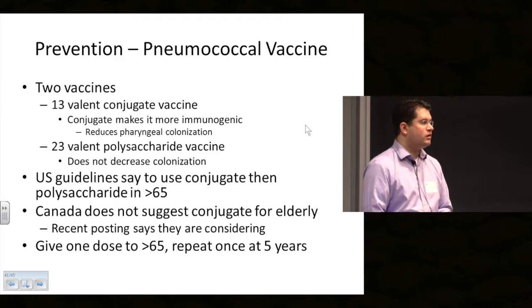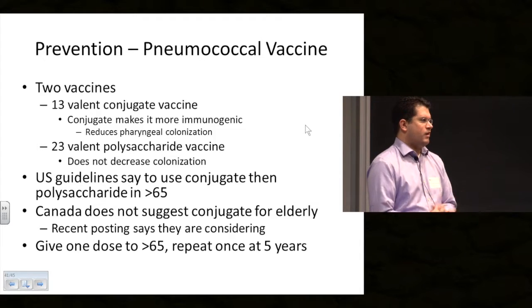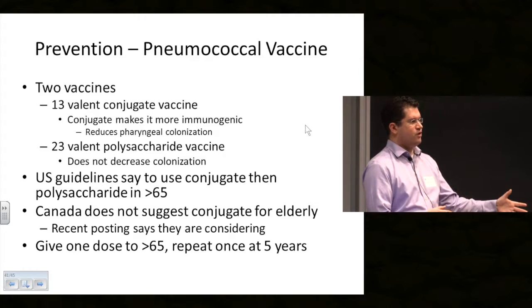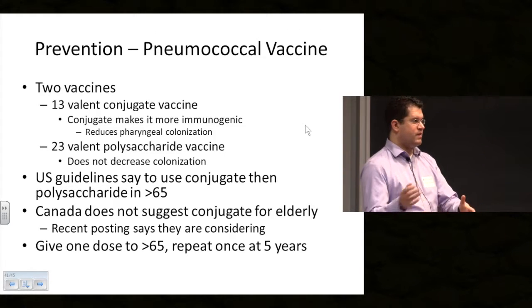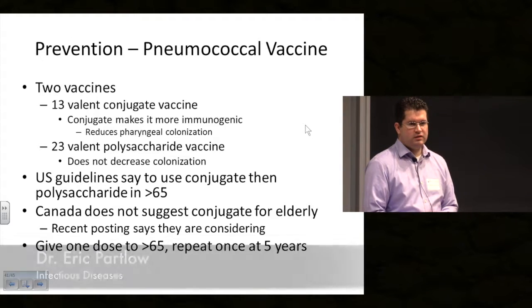Most people, a lot of people now have had the polysaccharide. So is there some reason for the conjugate to have an effect even that close? And I haven't seen anyone clarify that yet. That if you've already had the dose of the 23-valent, should you now then 5 years later get the conjugate? And I haven't seen that answered. Eric, have you seen that?